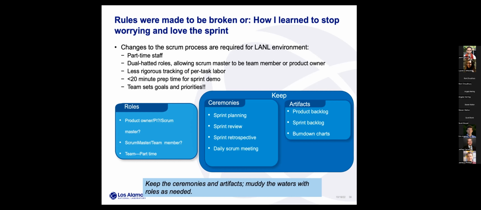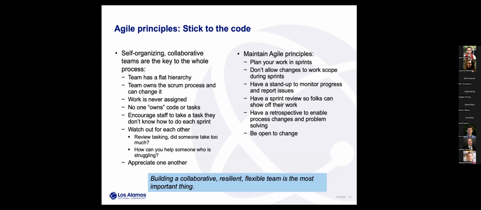I also use the product backlog and the sprint backlog. The burn down charts for me are hit and miss. I don't always use those because we don't track them as much. It's pretty hard when you have a part-time team to see a steady burn on a burn down chart. And so for me, that's kind of a rough overview of what I do.